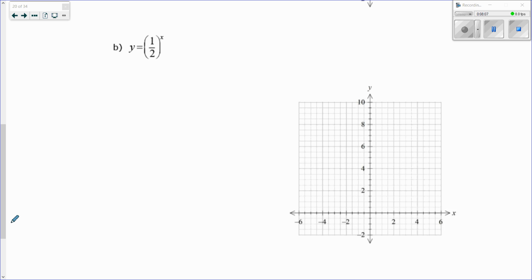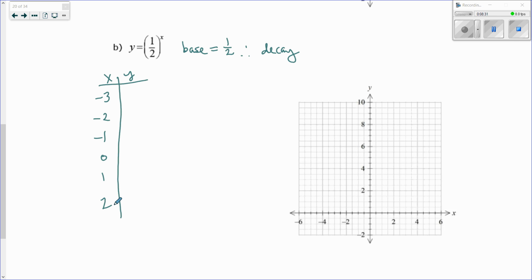So for y equals 1/2 to the x, my base here is going to be 1/2. Therefore, that makes this decay because it's less than 1. It's between 0 and 1. Anytime it's between 0 and 1, it's decay. So again, I'm going to go to my calculator and I'm going to put it into y equals and then make a chart.